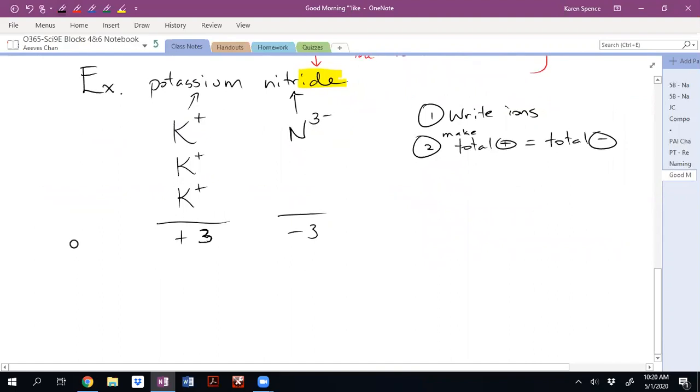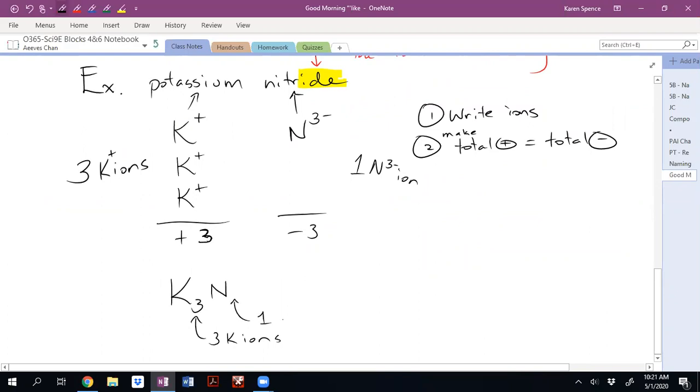And now I have 3 K ions, and I have 1 N 3 minus ion, and I show that in the formula by saying K3N. 3 K ions, and no subscript means there's 1 N ion.